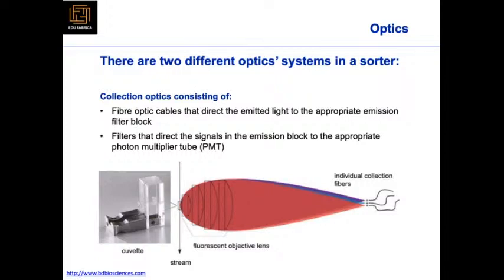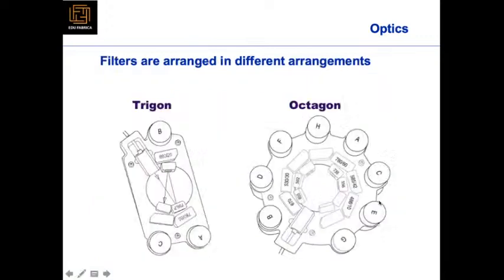The collection optics also consist of fiber optic cables that direct the emitted light to the appropriate emission filters, which direct the signals to the appropriate photomultiplier tube, PMT. With the help of the PMT, the signal is sent directly to where it has to go. These are the various arrangements of your adapters. This is the trigon and octagon, so A, B, C, and here starting from A, then B, C, D, E, F, G. Mainly these adapters are arranged in opposite directions.